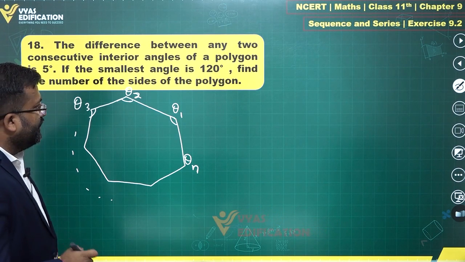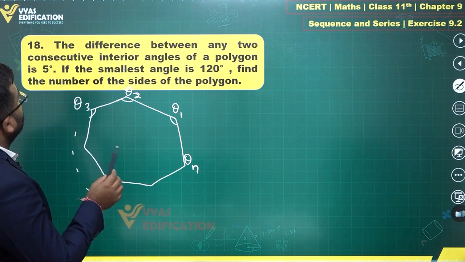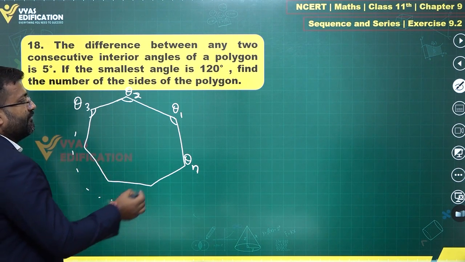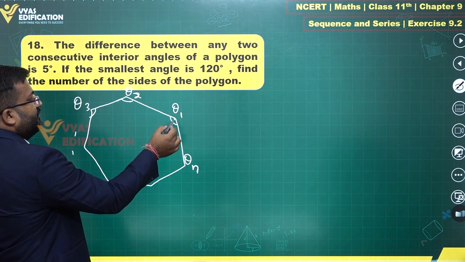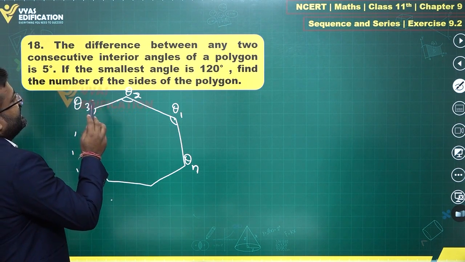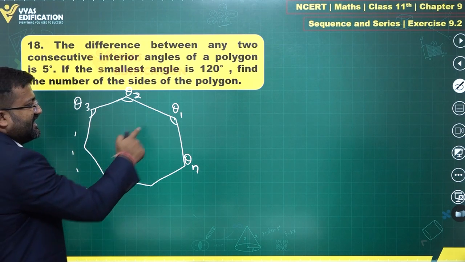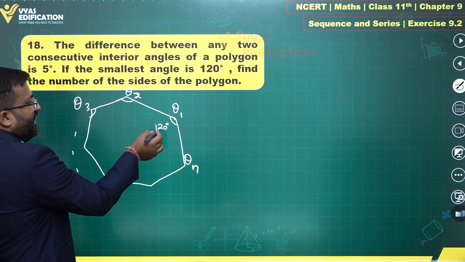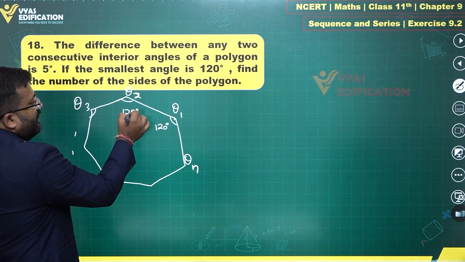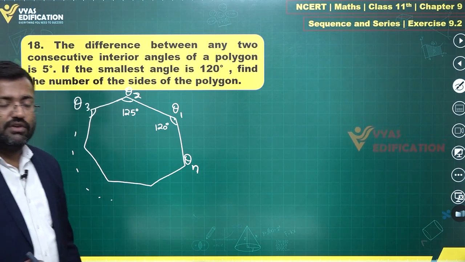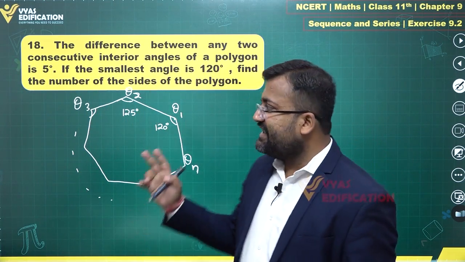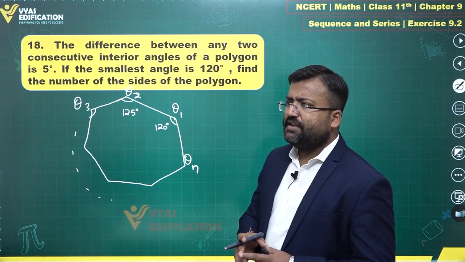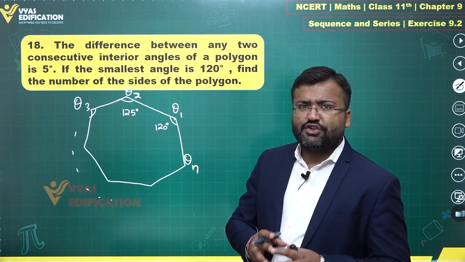The important thing to note over here is that between any two consecutive interior angles of a polygon, the difference is 5 degree. So between any two consecutive angles, the difference is 5 degree, and the smallest angle is 120 degree. Let's call this theta 1 the smallest angle, 120 degree, and the difference will be 5 degrees, so this becomes 125 degree, and so on and so forth. Since 120 is the smallest angle, the next angle will be bigger, the next angle will be bigger. You would say, okay sir, is there some issue in this? Yes, there's one small issue in this.